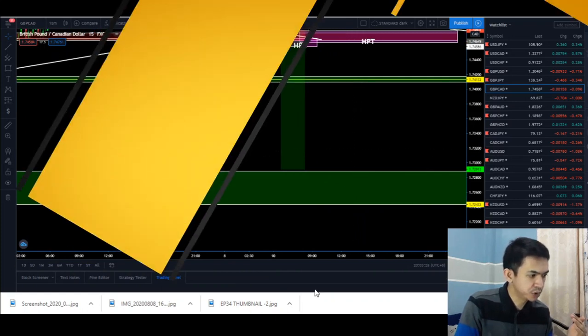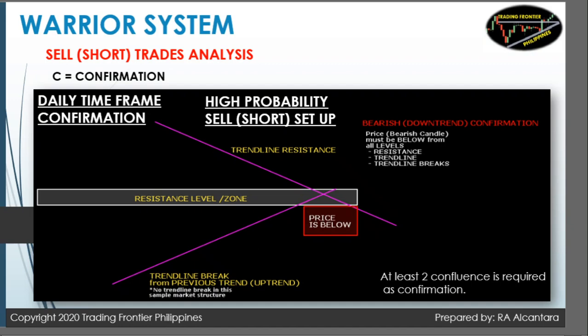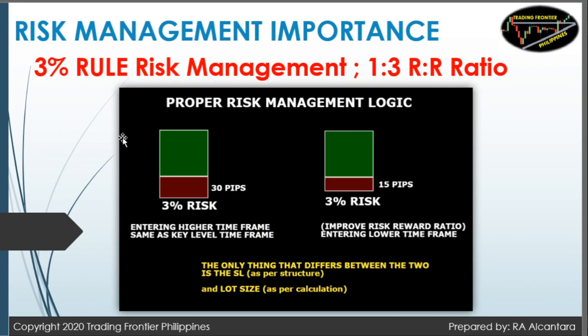I would just like to show you this logic, right? Again, it's all about proper risk management logic. As I was saying, I want a tighter stop loss, meaning I can still have my risk fixed. If I'm going to enter at an H1 time frame, this will be my risk, for example, 30 pips. But if I enter on a much lower time frame doing scalping, I would have an improved stop loss while keeping my take profit level the same. That would improve my risk to reward ratio.